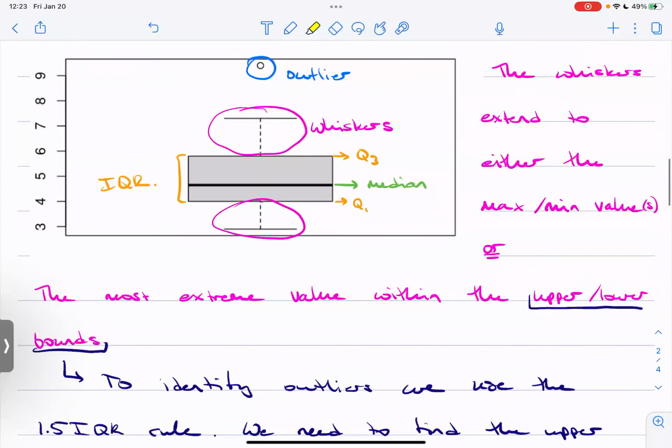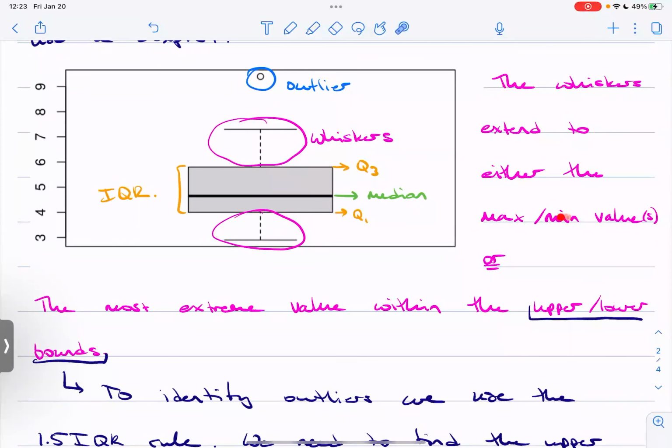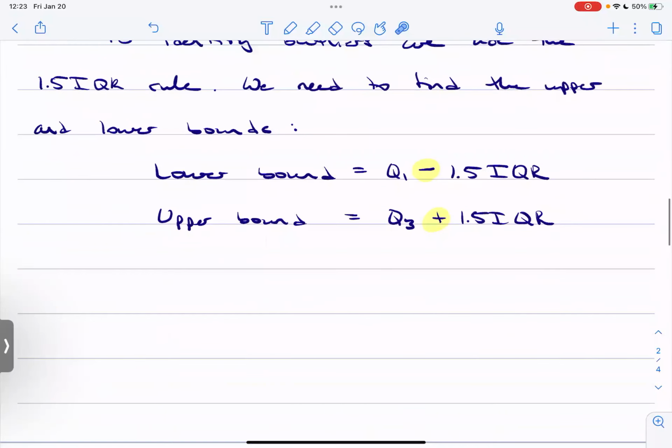So the whiskers either go to the maximum or the minimum value. That's easy, right? But you have to check your fences first, or your bounds first. So what happens is the bounds are not data points, right? And so these whiskers extend to the data point that's the furthest, but still within the bounds. Okay, and we'll do an example so you can see it. But that's really important to remember here.